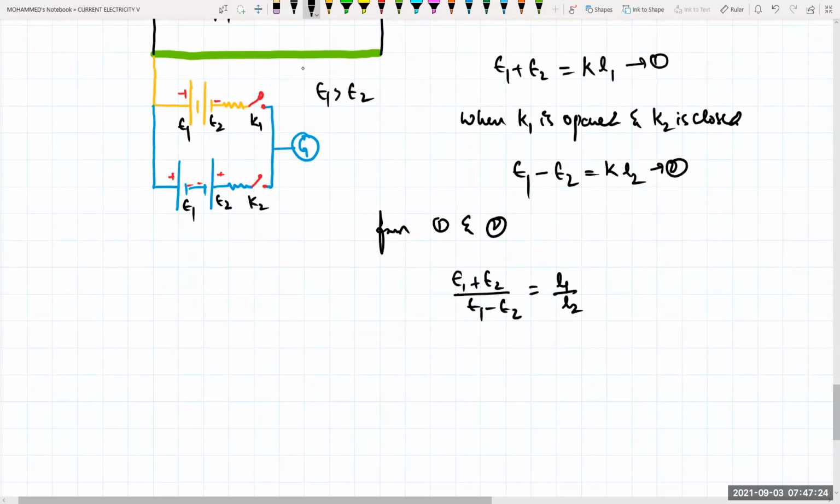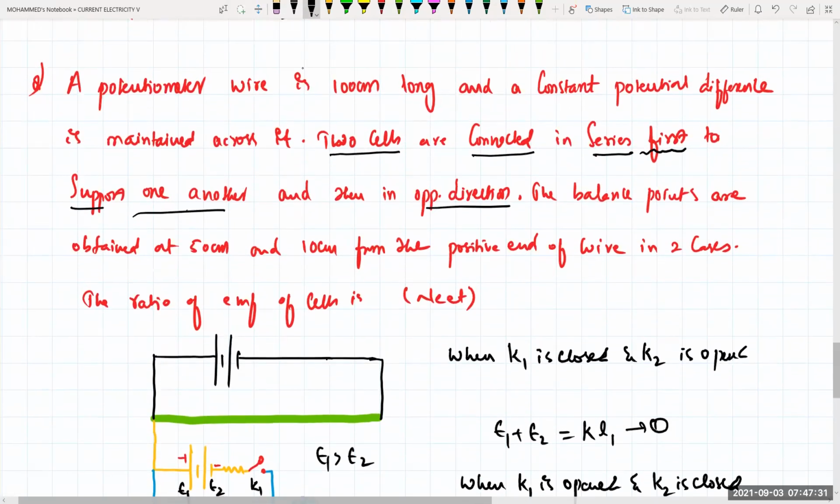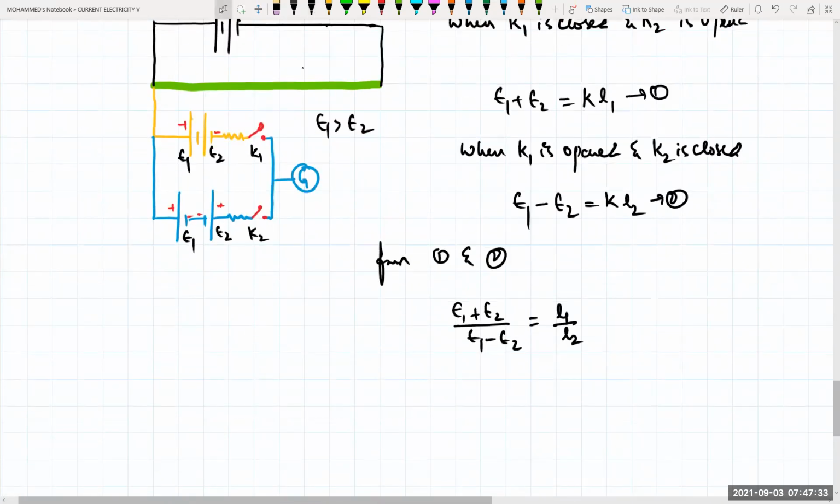K and K will get cancelled, isn't it? So what balancing lengths has he given in the problem, beta? The balancing points are 50 and 10. That means this will be your 50 centimeters and this is your 10 centimeters. This one will get cancelled. This will be equal to 5.